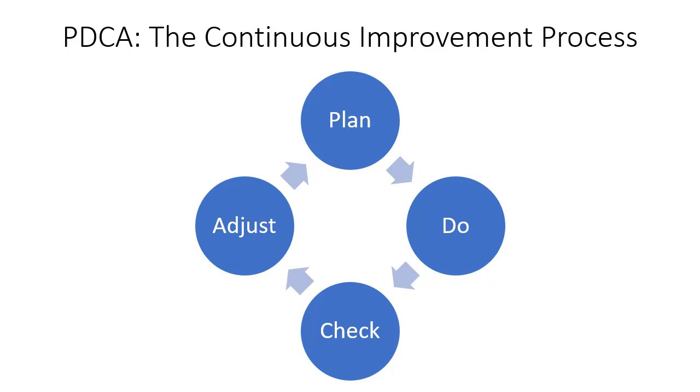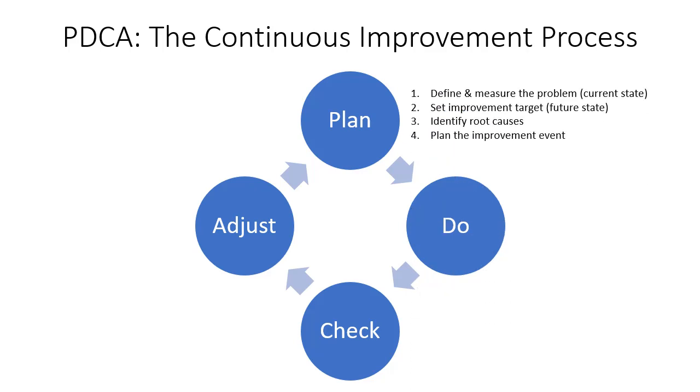So the continuous improvement process is based on PDCA. All events need to follow it. How fast you go through the process really depends on the complexity of the problem. So just to review, you have to define the problem and set a target for improvement, and that needs to be measured. You need to understand the root causes and plan the improvement event.